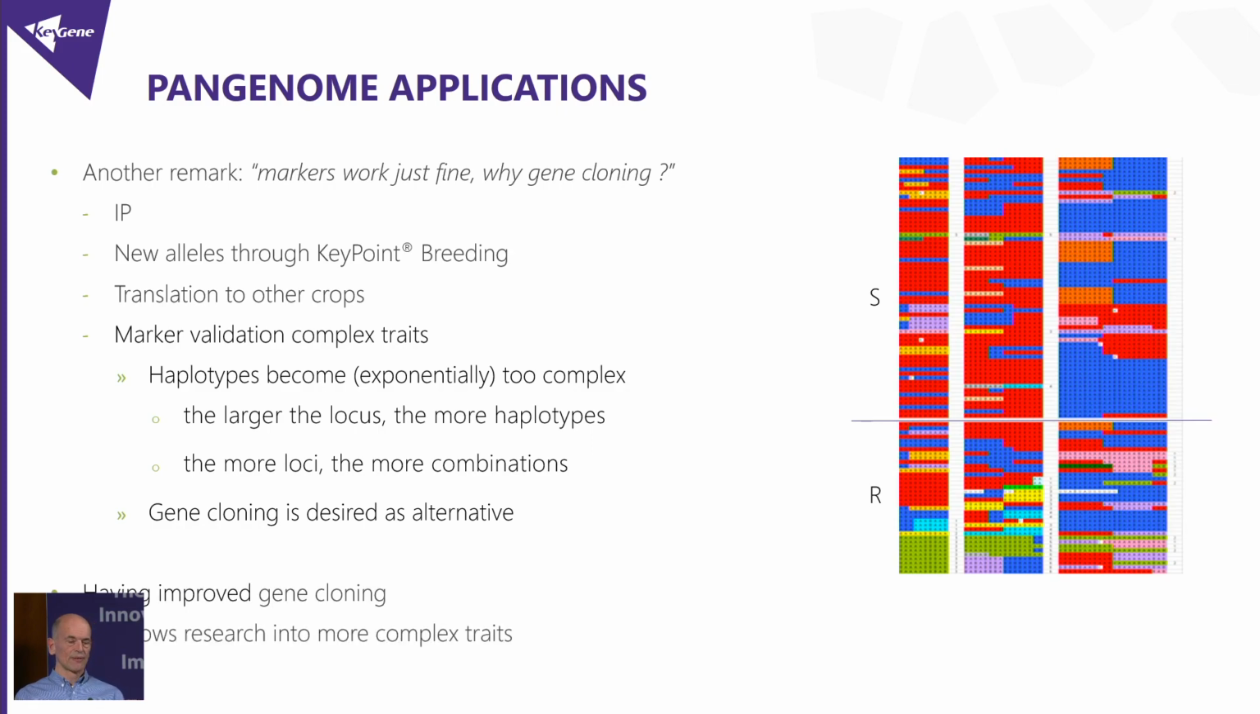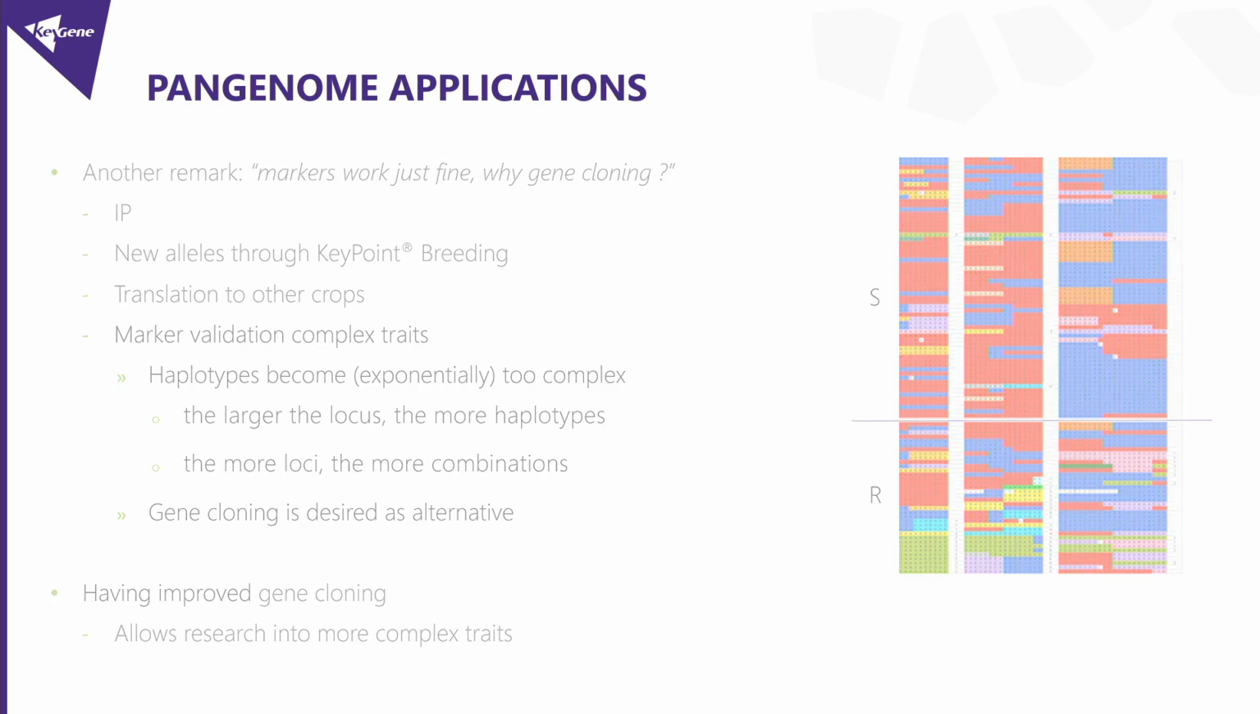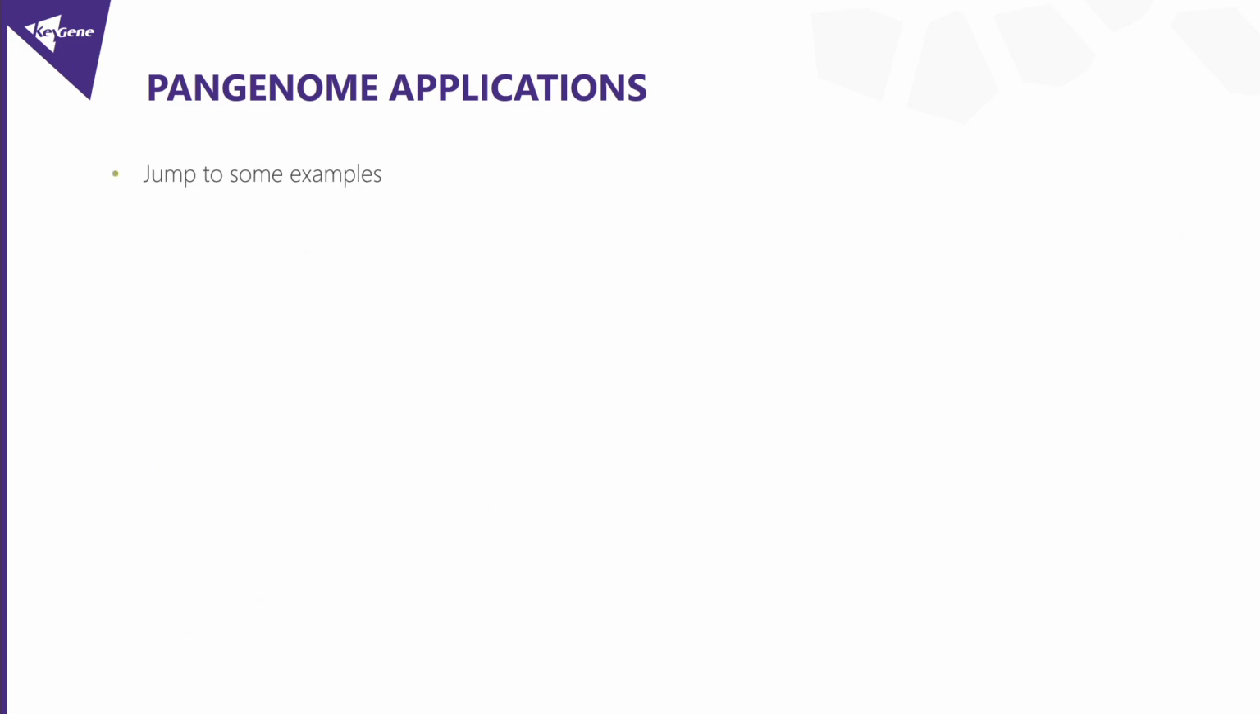Of course, I can also reverse that reasoning, that if I have technology for gene cloning, then I can start looking at more complex traits, ending up with markers for breeding. So that's the example in more detail. So now I'll jump to some other examples.